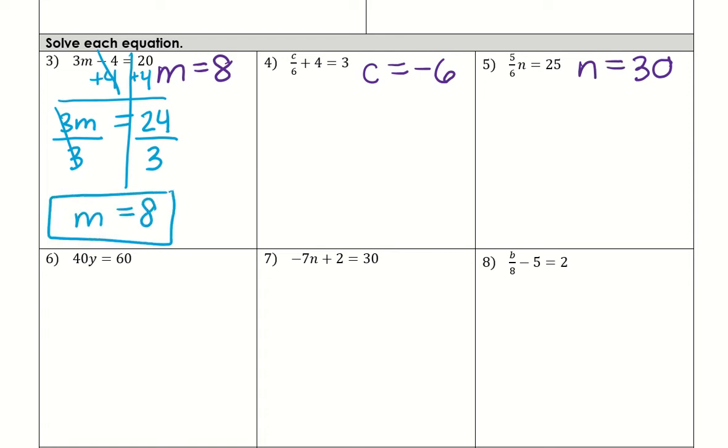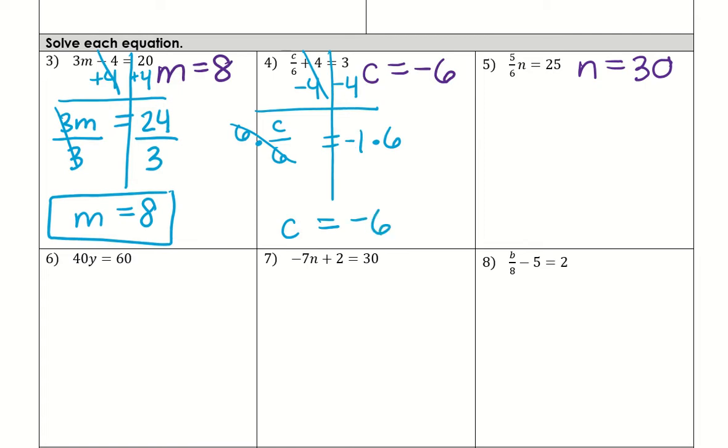For number 4, drawing my line, again according to SAMD, I get rid of my addition first, so I subtract 4, doing the opposite. I have c over 6 equals 3. Between the c and the 6 is division, so I'm going to multiply to undo the division. And I'm left with c equals, oh gosh, typo on my part, c equals negative 6.